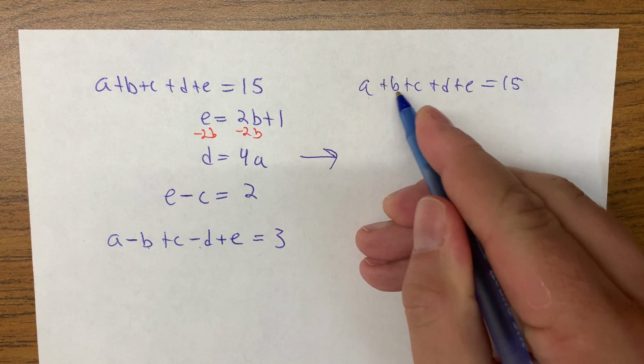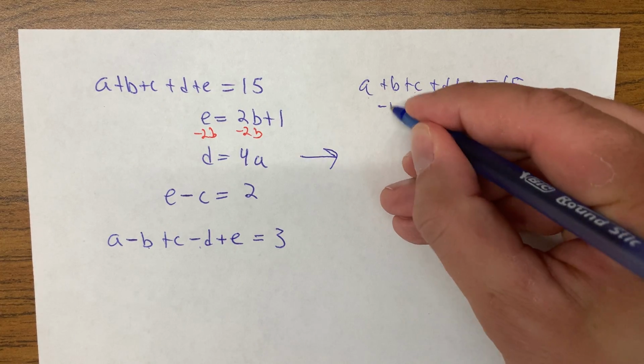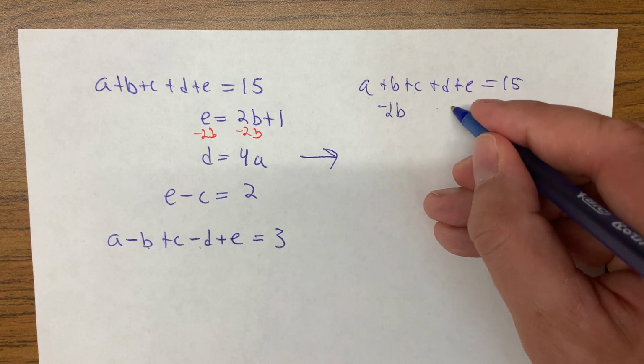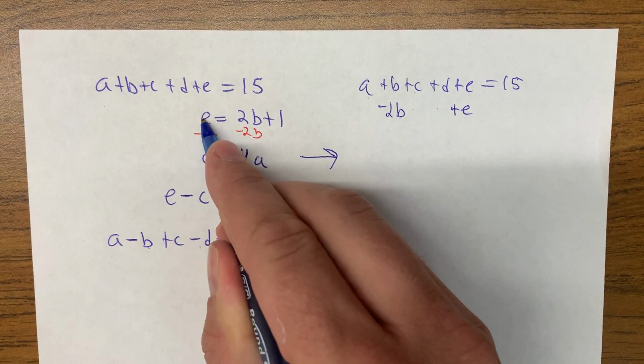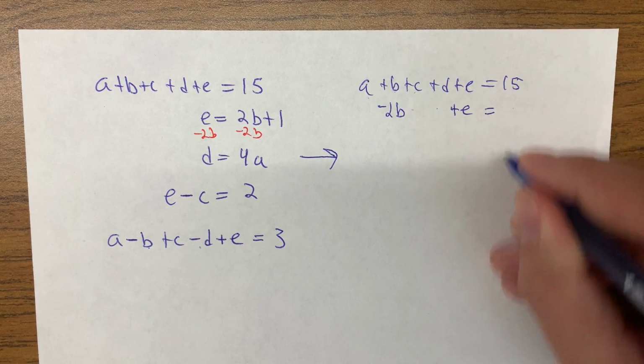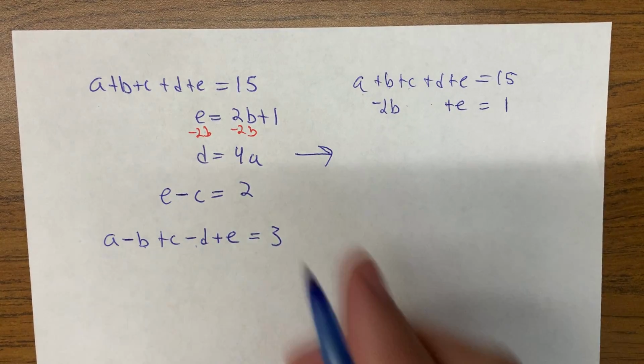We're going A, B, C, D, E. So we're gonna go negative 2B first, leave a bunch of blanks, and then put plus E. So this is negative 2B plus E equals what? What goes on the right side? That constant is still 1. We leave the constant to the right side.